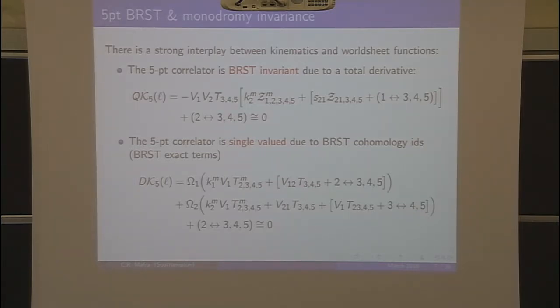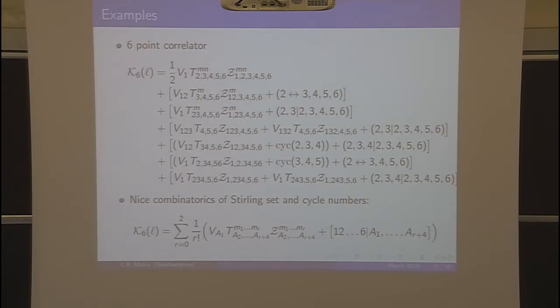So that's the interplay between BRST variations and monodromy variations. And now the 6-point correlator will look like this, and you can start to see that the combinatorics starts to grow, but it is still manageable. But these permutations here are nothing more than a statement about how to partition the legs among slots here, the words A1 to A(R+4), and it involves just Stirling set and cycle numbers. They are also called the Stirling numbers of the first and second kind, but I prefer to use the notation Stirling set and cycle numbers.